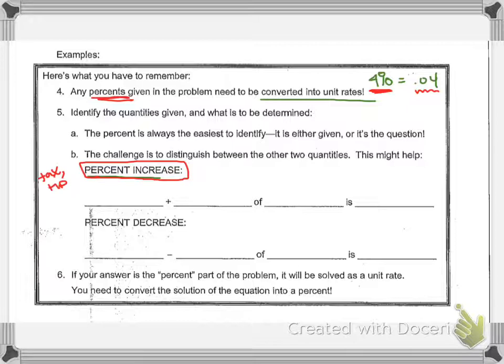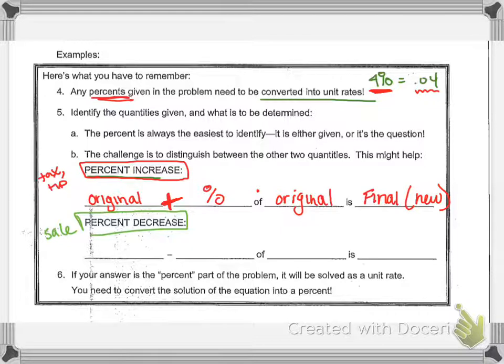Now, the formula that you are going to use for percent increase is you're going to take the original amount of the product, and since it's an increase, I'm going to add whatever the percent is, so what percent tax or tip, times the original again, so that same number, and that formula is going to help me figure out my new price. Same thing with discount.